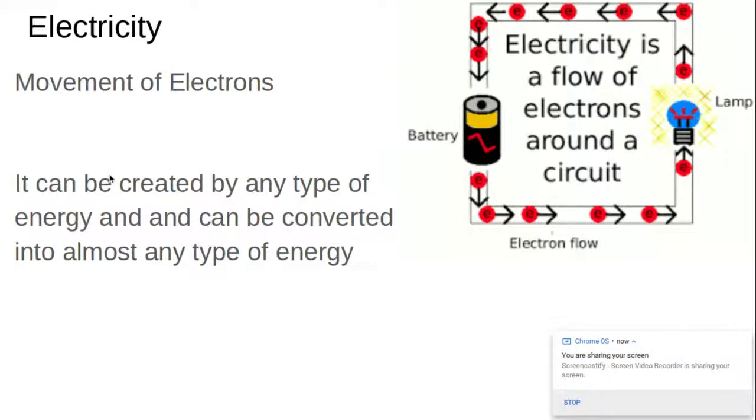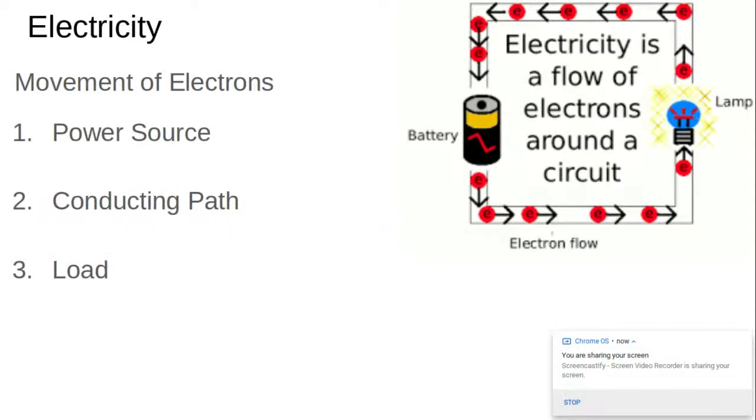Electricity is really useful in the 21st century because it can be created by pretty much any type of energy, right? So mechanical, light, thermal, all different kinds of energy can create electricity, and electricity can be converted into almost any kind of energy.